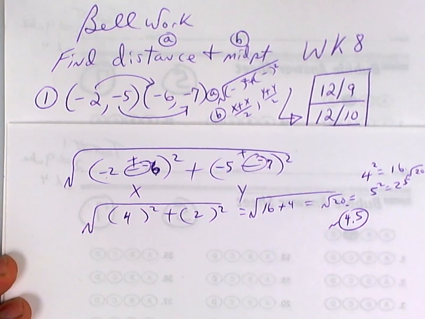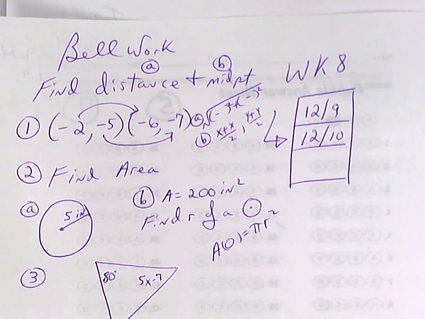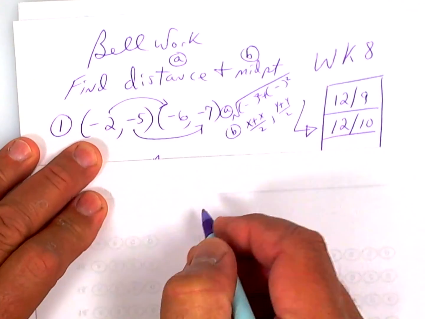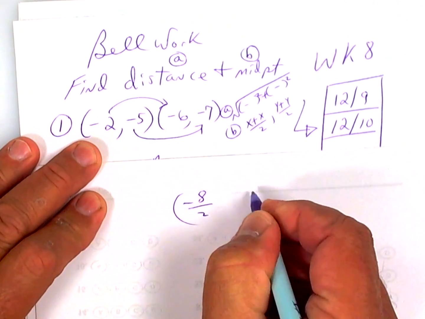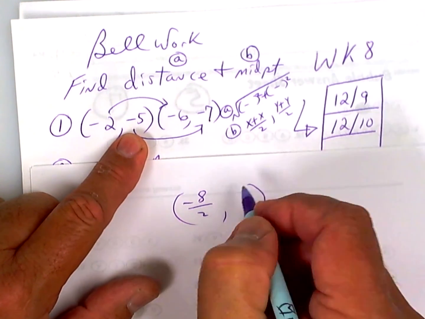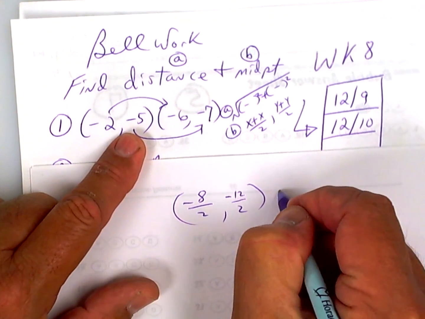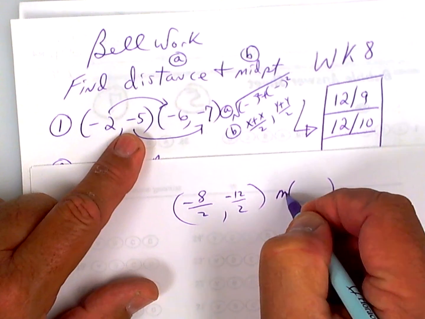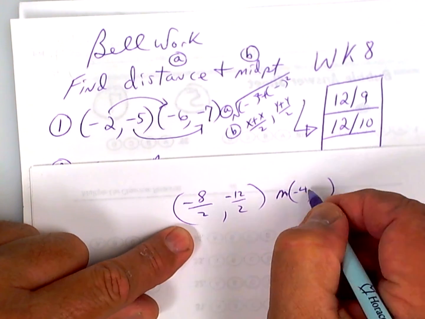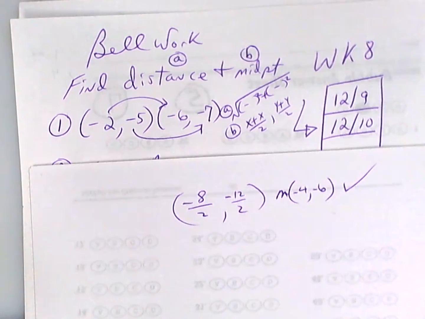All right, midpoint is the next one. Let's take a look at that. Midpoint, you add up your x's. So a -2 and a -6 is a -8. And then you cut it in half, hence the word midpoint. You add up these two and get a -12 divided by 2. So the midpoint, you're going to simplify this. M is going to be a -4 and a -6. That is the midpoint. Okay.